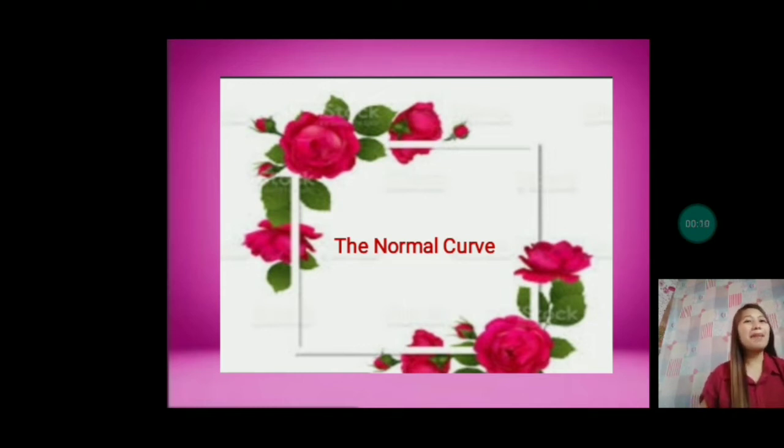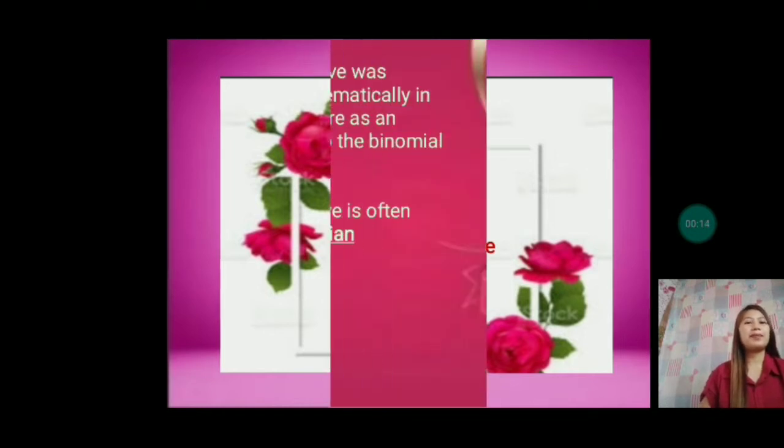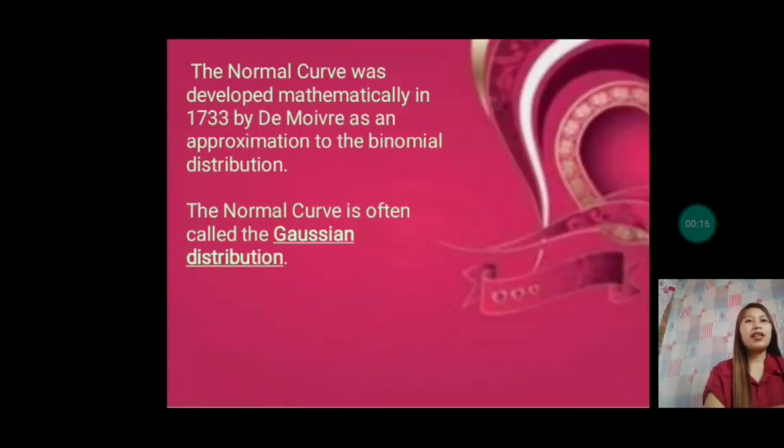My first topic is about the normal curve. The normal curve was developed mathematically in 1733 by de Moivre as an approximation to the binomial distribution. His paper was not discovered until 1924 by Carl Pearson.